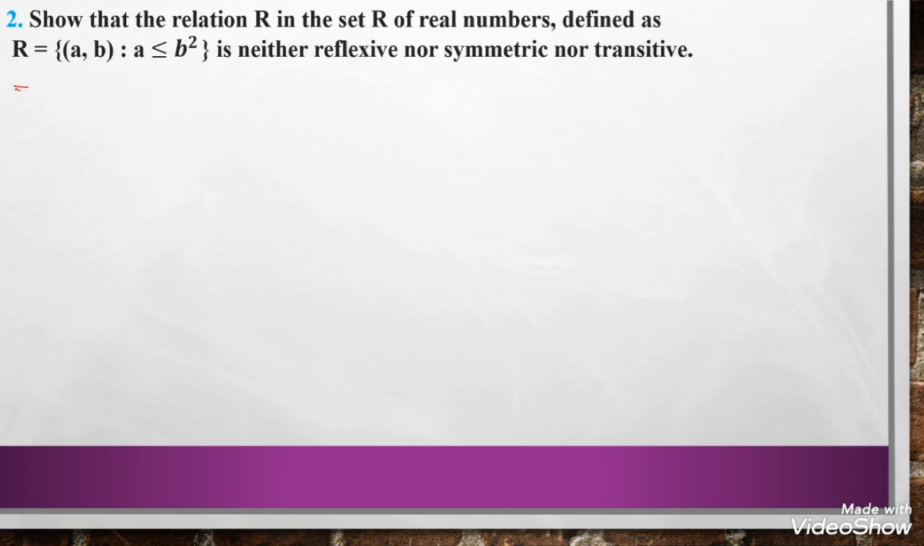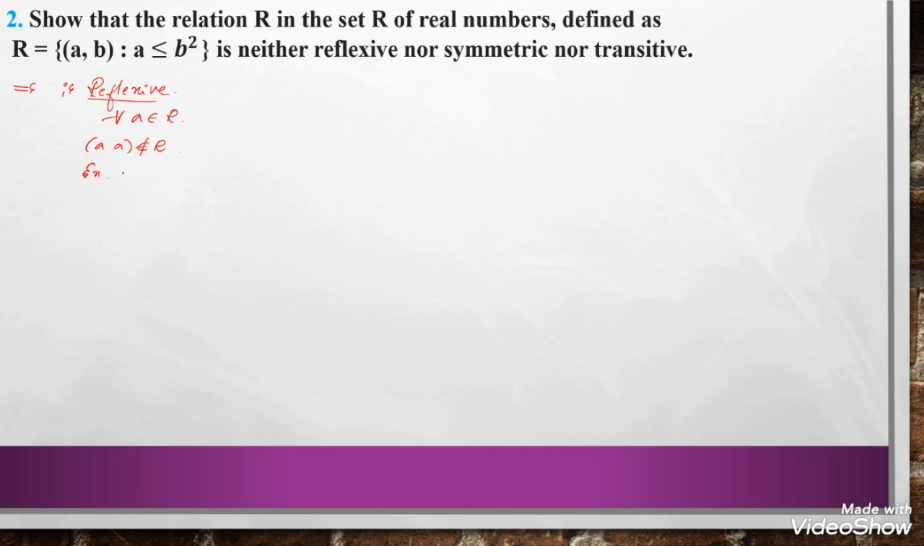Now I will take the relation R = {(a, b) : a ≤ b²}. First, checking the reflexive condition. For reflexivity, for every a belonging to the real numbers R, (a, a) should belong to R. But here (a, a) does not always belong to R, and I will consider an example.